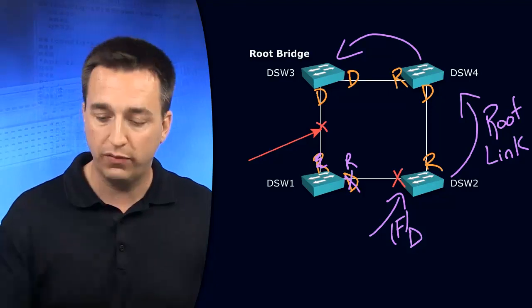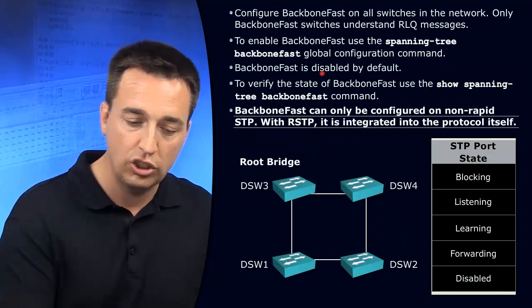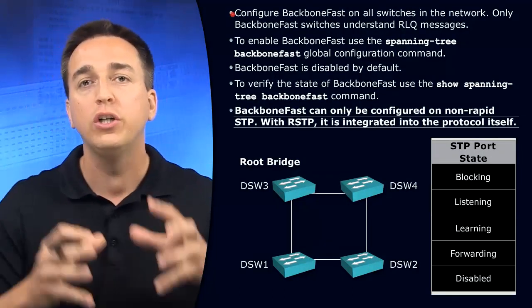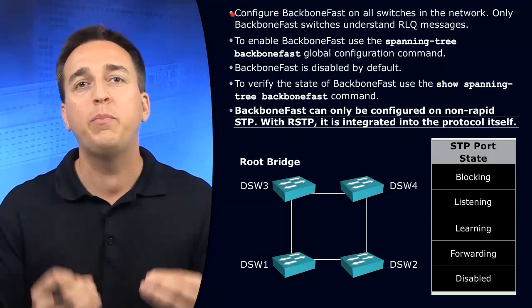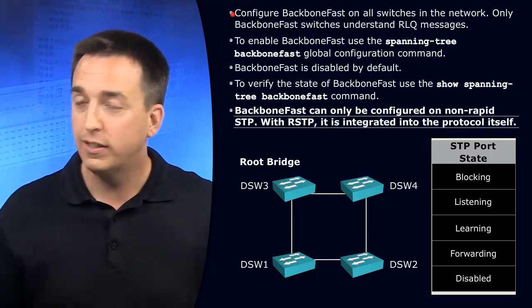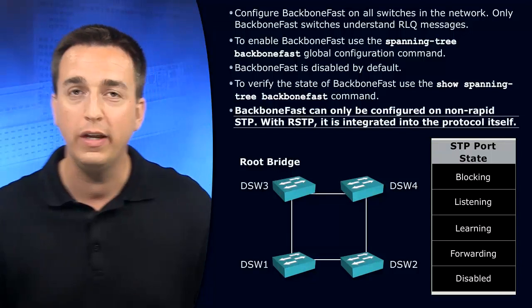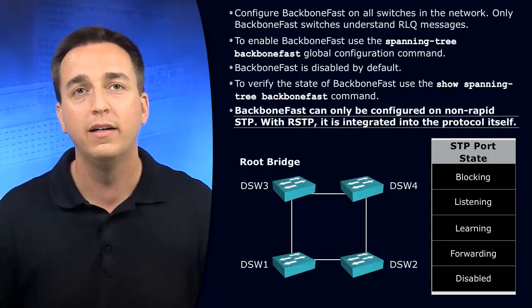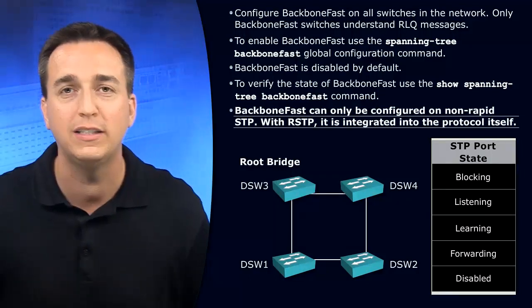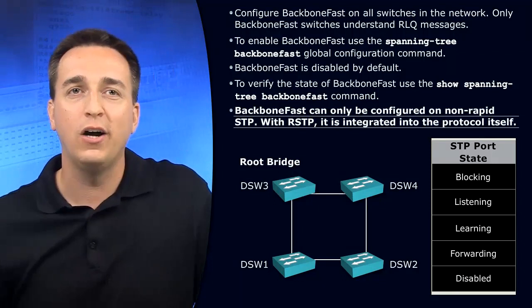So where do we enable this feature? We have to enable it on every single switch in the topology. And why is that? Because only those switches that are running BackboneFast understand those queries and replies that are being sent, the root link query and the root link reply. They're the only ones that understand it. So if you don't have BackboneFast on all of the devices in the topology, then this process is not going to work.